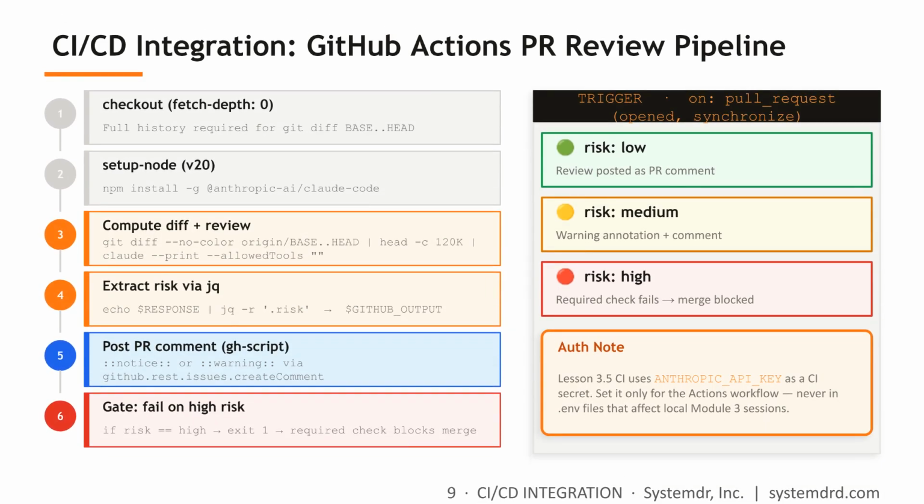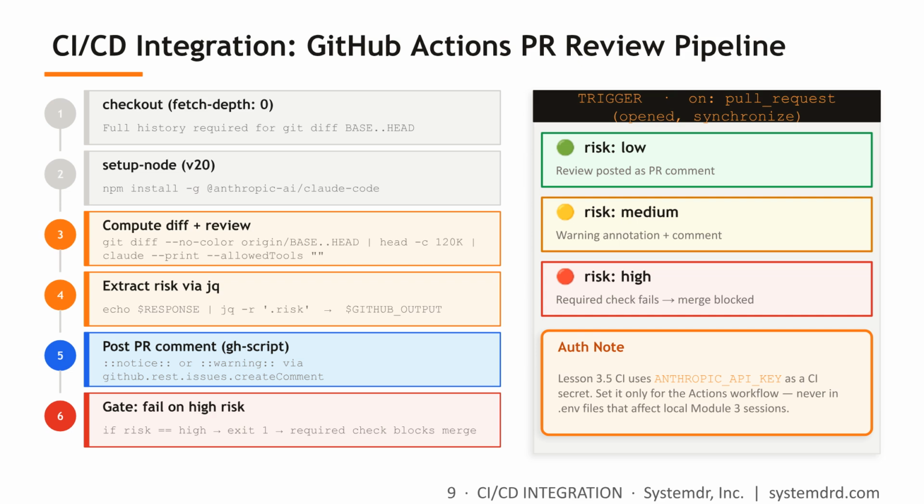Here's how the lesson's scripts graduate into a real production workflow. This is a GitHub Actions pipeline that runs automatically on every pull request. Step 1. Checkout with fetch depth 0. You need the full Git history. Without it, git diff origin/base...HEAD fails because the base branch reference isn't locally available on the runner.